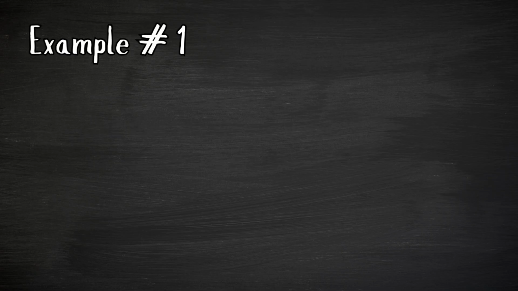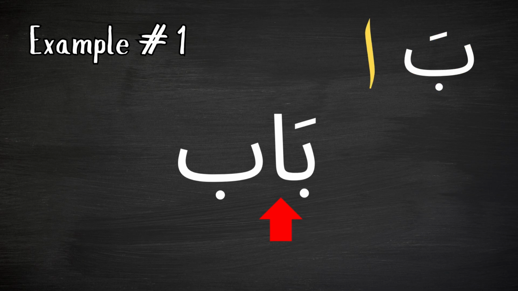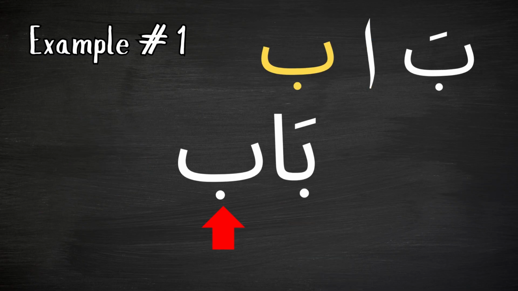Example 1. Bab, meaning door. First letter Ba. Open your mouth slightly. It is a short sound Ba. Then comes long vowel Alif. Stretch the sound and hold it for 2 beats. Ba. Finally, the last letter has no vowel mark here, so it keeps a still sound B.